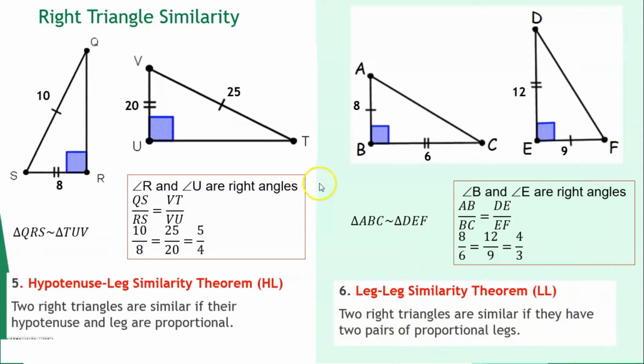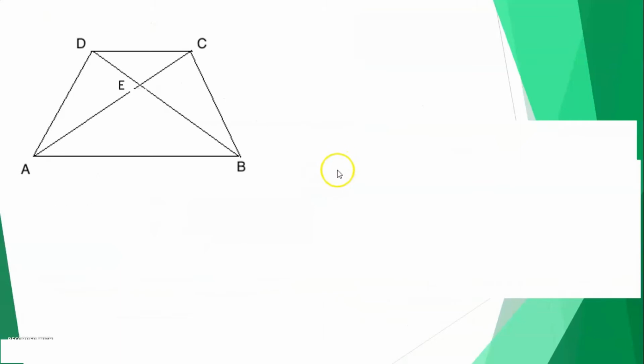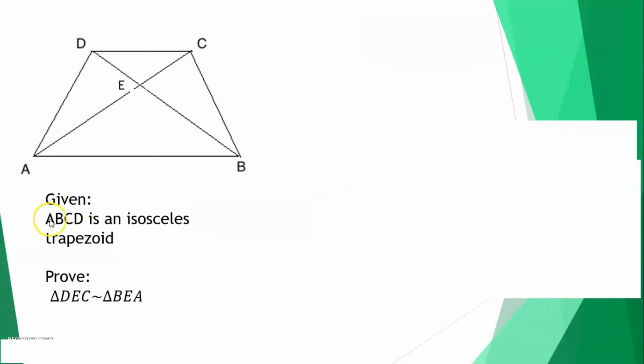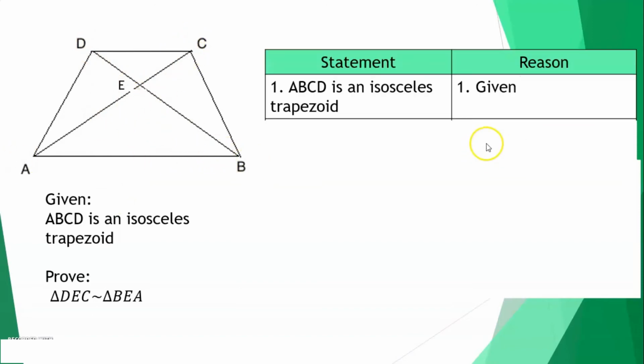Okay, let's have this. Given this, ABCD is an isosceles trapezoid. Prove that triangle DEC is similar to triangle BEA. So again, when you do this, making use of the two-column format, we have the statement column and the reason column. Of course, number one, it's always the given. So ABCD is an isosceles trapezoid.